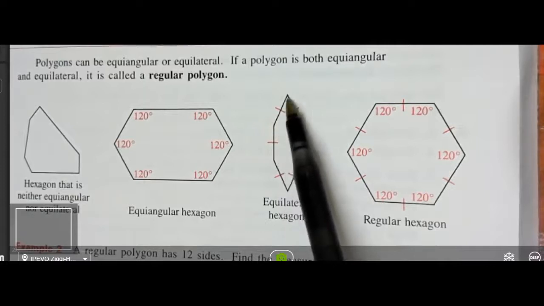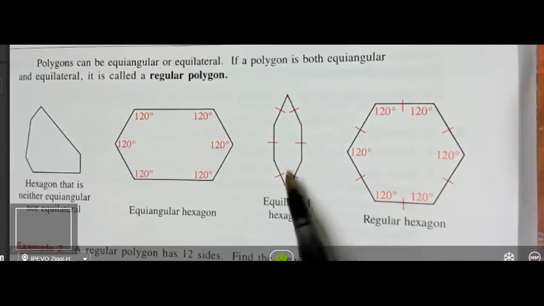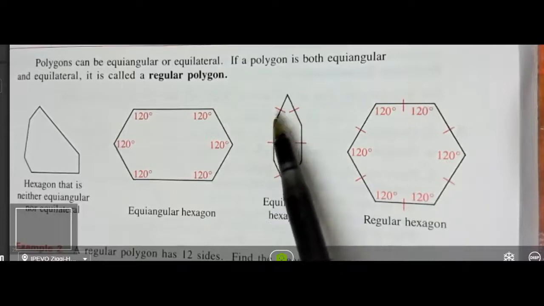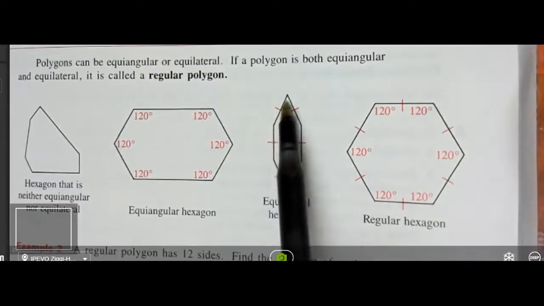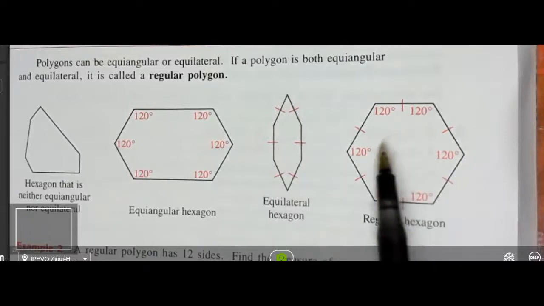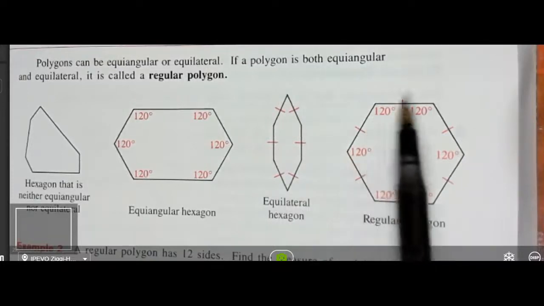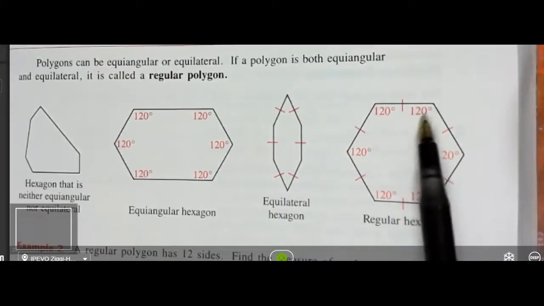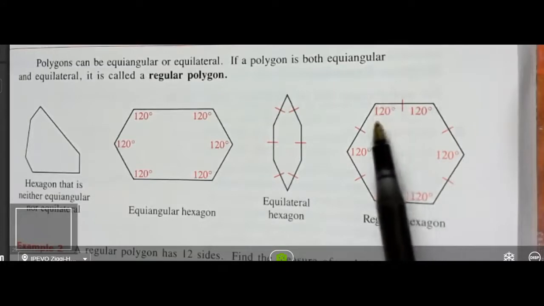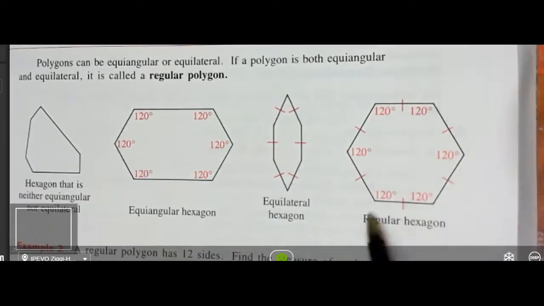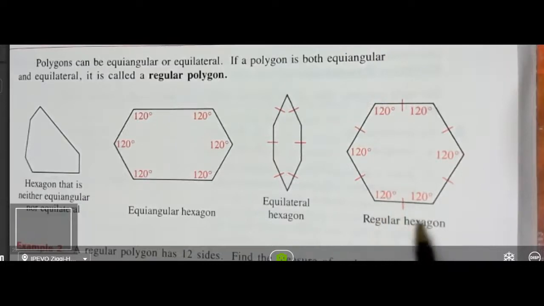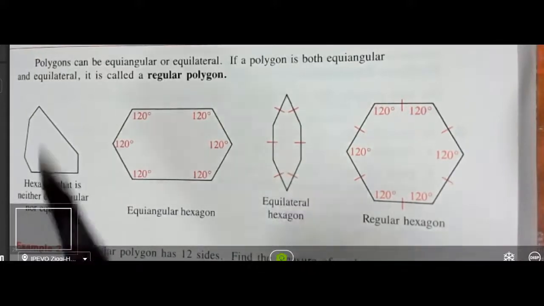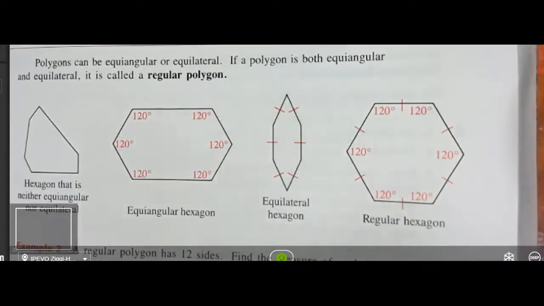This one, all the sides are equal. This sign shows us that all the sides are equal. So it is equilateral, but see, all the angles are not equal. It has both obtuse and acute angles. Okay, so this one, all the angles are equal and all the sides are equal. When a polygon is both equiangular and equilateral, it is called a regular polygon. If it is a hexagon, regular hexagon, pentagon, regular pentagon, and so forth. A common regular quadrilateral we know with 4 sides will be a square.